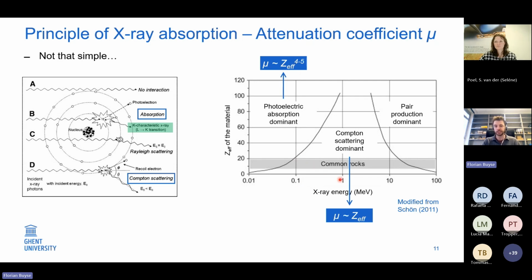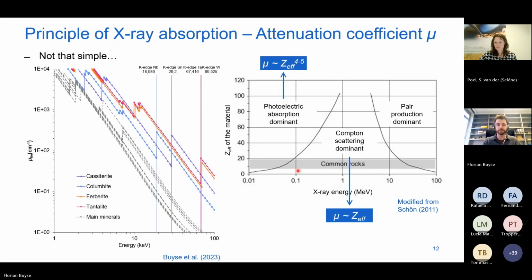If you go to higher energies, attenuation is similar to the effective atomic number, while at lower energies, the photoelectric absorption is more dominant and scales with the effective atomic number to a power of 4 to 5. So here you can see that depending on the energy and depending on the material, there is a difference in influencing the attenuation coefficient. So we can actually plot those attenuation coefficients in terms of energy as well.